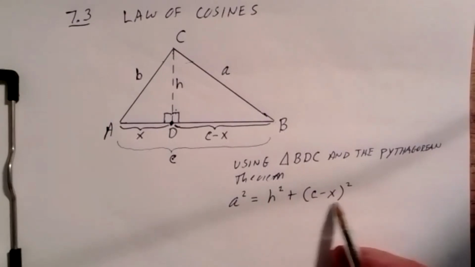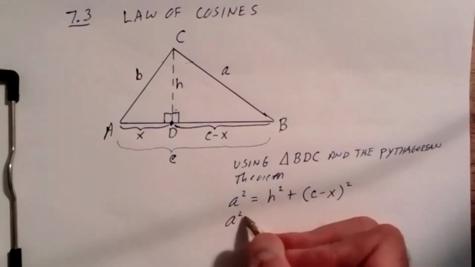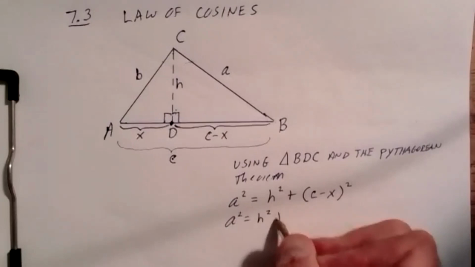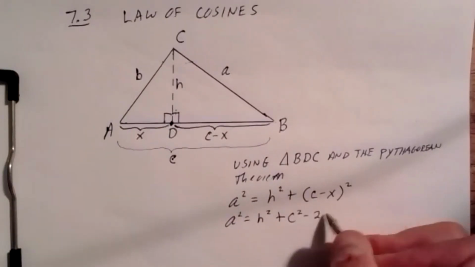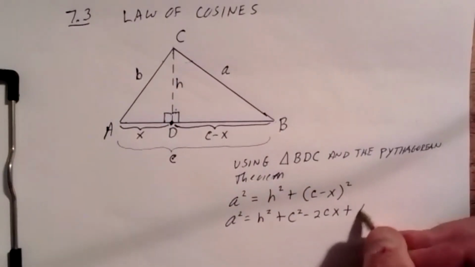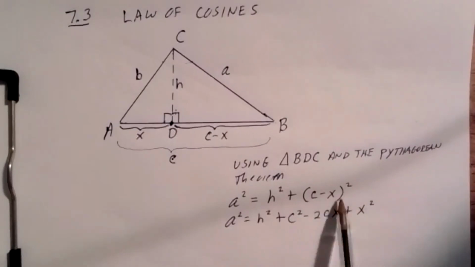Expanding this out, C minus X times itself, just FOILing that out. We'll have A squared equals H squared plus C squared minus 2CX plus X squared, after multiplying this out.